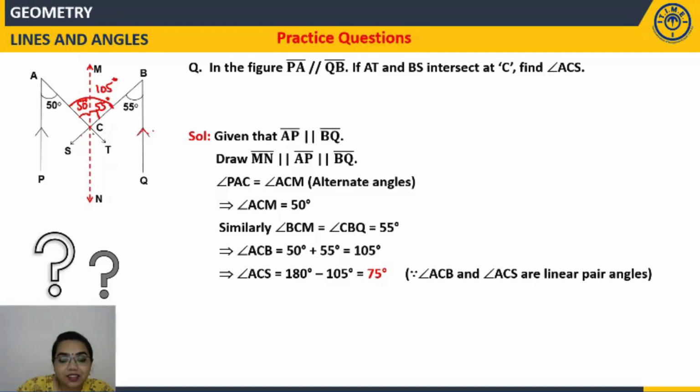What is the angle we need to find? We need to find this angle. Can you see that angle BCA and angle ACS form a linear pair? So tell me, what is this angle? 180 degrees minus 105 degrees. That is nothing but 75 degrees. Wasn't that simple? Okay, let's move ahead.